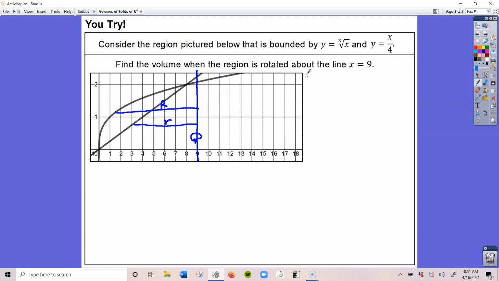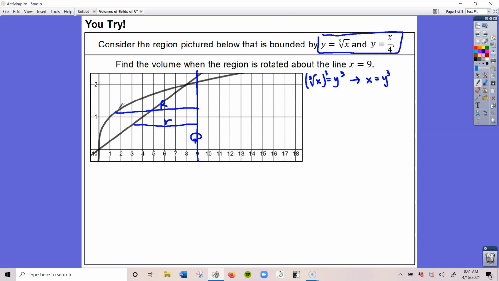So let's start off with taking these functions here, and because we have a vertical axis of rotation, that means that all of our equations must be in terms of y. So I need to solve for x. So we have that the cube root of x is equal to y. So I would have to cube both sides, and so I get that x is equal to y cubed. And that is this one here.